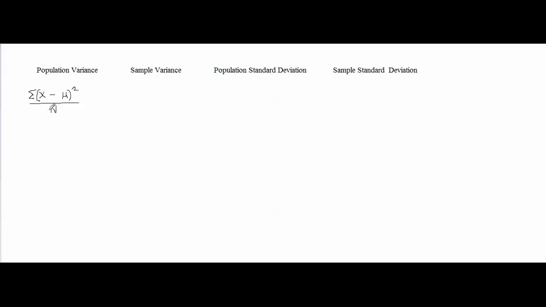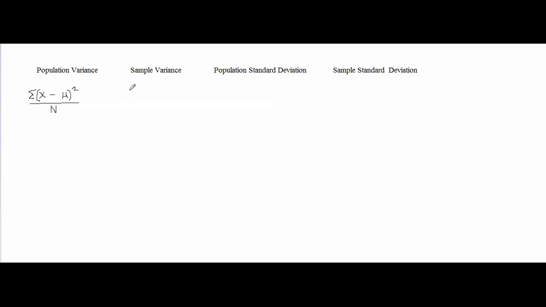What this capital N on the bottom is saying is to divide the total of the squared deviations by the population size, by the number of people in the population. The capital N stands for the number of people in the population. So when we divide the total of the squared deviations, which we have on top, by the population size on the bottom, we get the average or the mean of the squared deviations, which is the population variance.